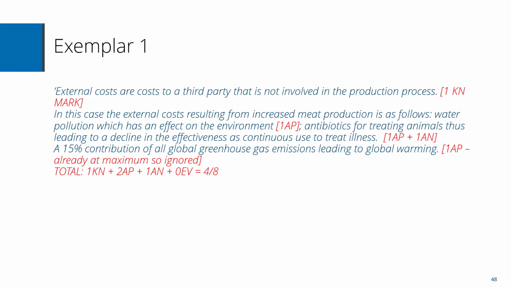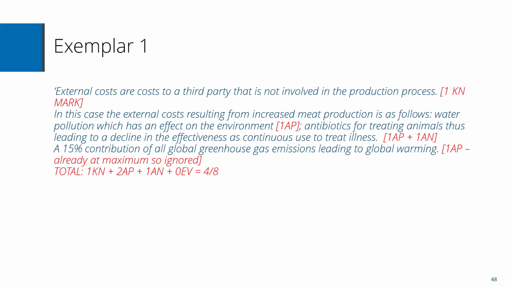It goes on and it gives us 3 data references of external costs of meat production. But of course, only 1 here is developed to gain analysis marks. Now, remember, there are 2 marks for application. So the fact it's giving us 3 pieces of application, it can still only pick up 2 marks for application. So it's got 1 knowledge mark because it's not developed the definition, so 1 out of 2 for that. It's given us 3 points of application, but it can only score 2 application marks. So it's 2 out of 2, but the time that it's spent with that extra application could have been better spent elsewhere on the paper.